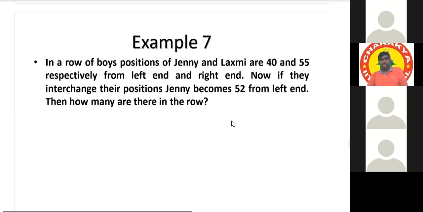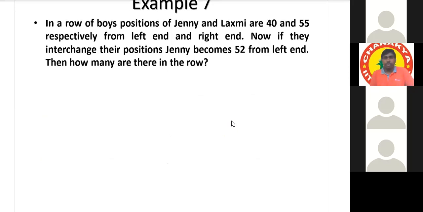This is a separate question, and I think the model is also changed. Okay, see. In a row of boys, Jenny and Lakshmi are 40 and 55 respectively from left end and right end. So first one, second one, because it is respectively. Now if they interchange their positions, Jenny becomes 52 from left end. Now the question is, how many are there in the row? Try this and tell the answer.